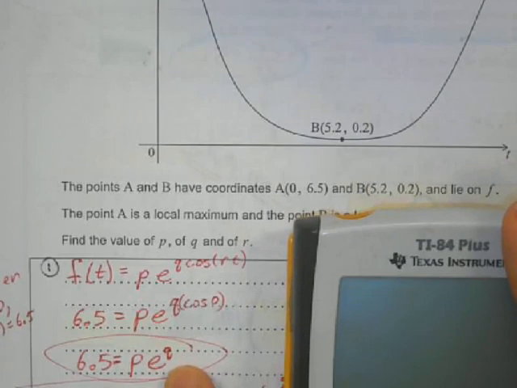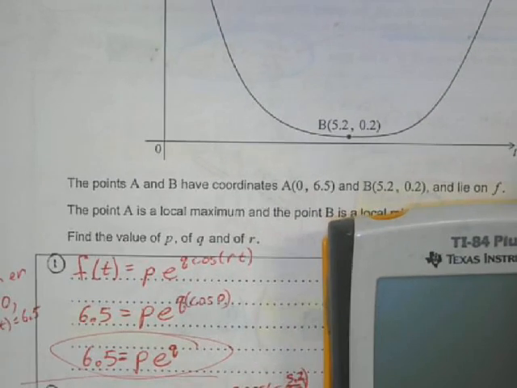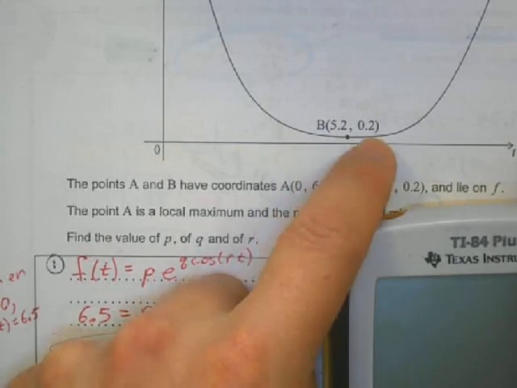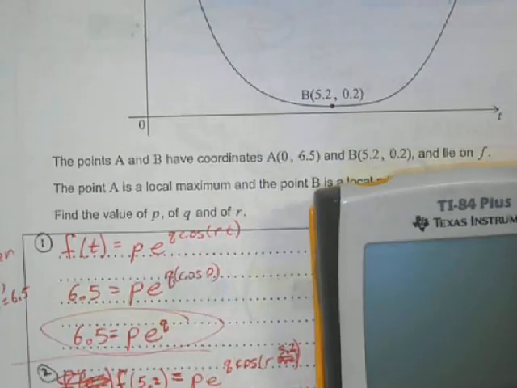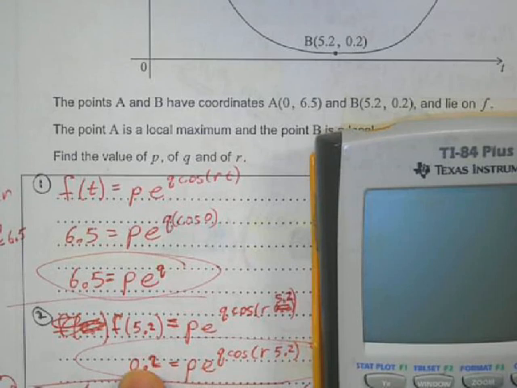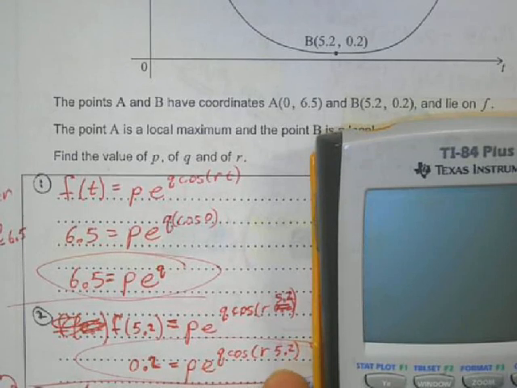All right. The next thing I'm going to do is put in 5.2 for x and 0.2 for y. So I've put in 0.2 for y right here, and I've put in 5.2 for x. And now I've got this equation right here.